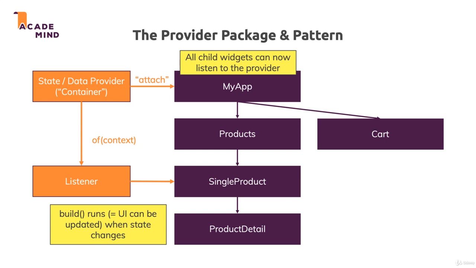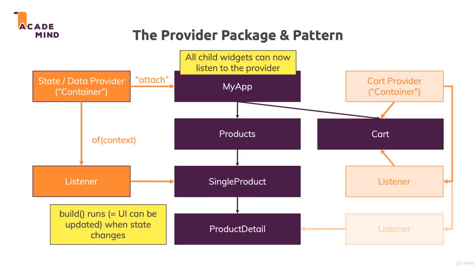Now, as I mentioned, you can have multiple providers in the same app, multiple data containers, and you can attach them to different or to the same widget, and it doesn't have to be the root widget. So you could have a cart provider here attached to the cart, and then you can also have multiple listeners to one and the same provider, which also, of course, are then set up on different widgets that need that listener. And all these widgets will rebuild whenever this provider or the data you store in it updates, whenever you update the data stored in that provider, in that container, so to say.